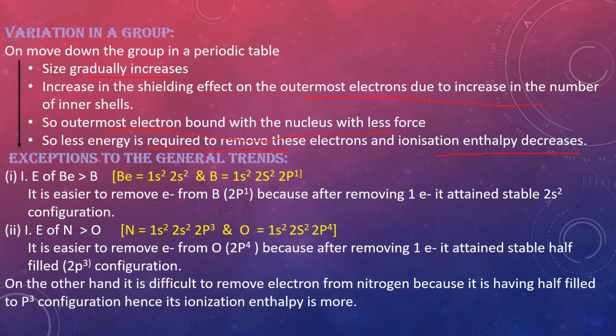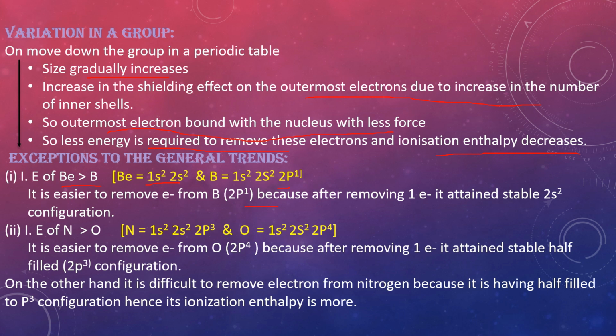The first thing is that we know that on moving left to right, the ionization enthalpy mostly increases because the size is less. But beryllium has more ionization enthalpy than boron because of its stable configuration, that is 1s2 2s2. Boron has 1s2 2s2 2p1. So it is easier to remove the electron from 2p1, because boron attains a stable configuration after removing this electron. On the other hand, it is difficult to remove an electron from beryllium. So the ionization enthalpy of beryllium is more than that of boron.